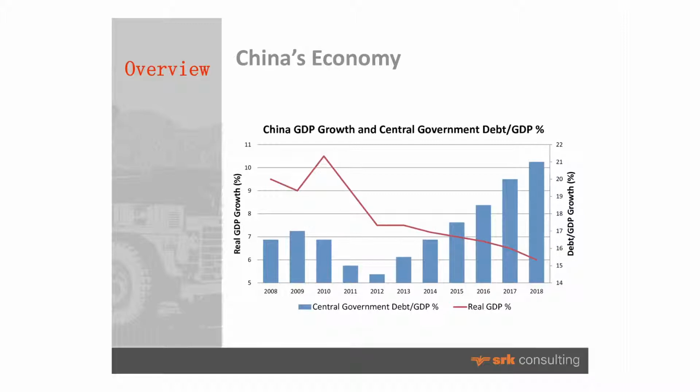But if you look at the ratio of government debt over GDP, it goes the other way around. So it looks like the debt actually bottomed out in 2012. It picks up and grows steadily to over 10% by the year 2018.